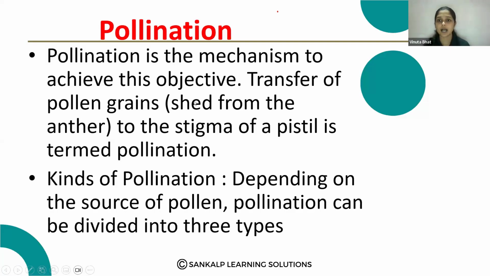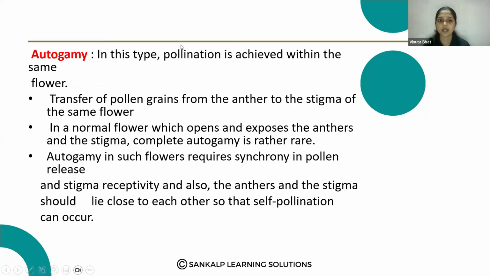Here the first one is autogamy. What is autogamy? In this type, the pollination is achieved within the same flower, meaning the flower that contains both the male reproductive structure and the female reproductive structure. The transfer of the pollen grains is from the anther to the stigma of the same flower. So here it transfers pollen grains from the same anther to the stigma of the same flower.